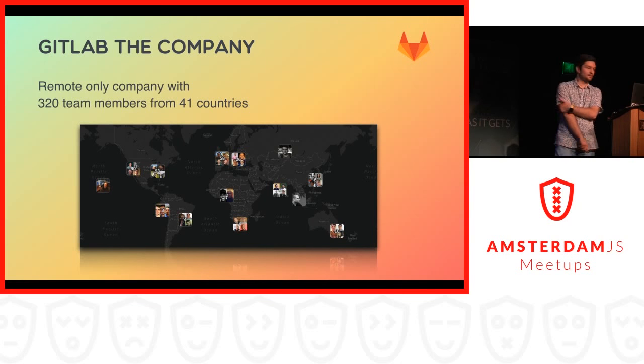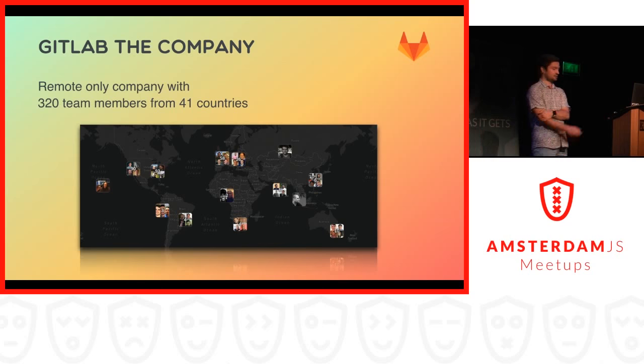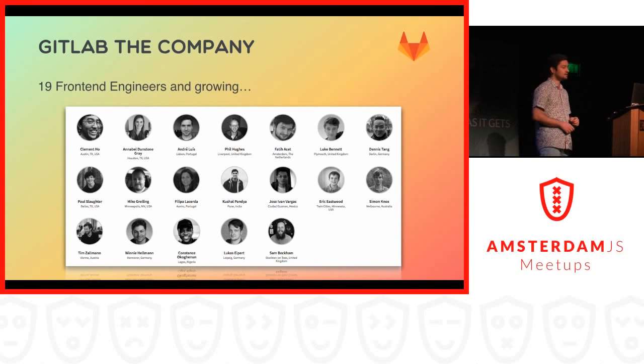So let's talk about the GitLab company. GitLab is a remote-only company with more than 300 employees from 41 countries. On the front-end side, we have 19 front-end engineers, and we are growing. I believe I was the 4th or 5th front-end employee when I joined GitLab in May 2016. I was the 75th employee of GitLab, and now we have 320. We are growing really fast.